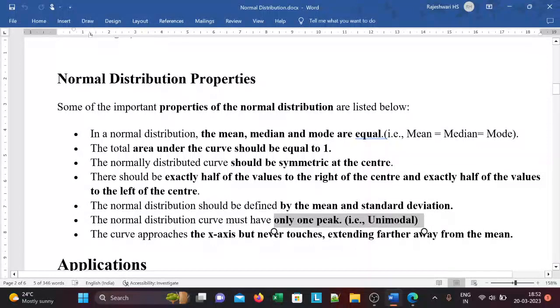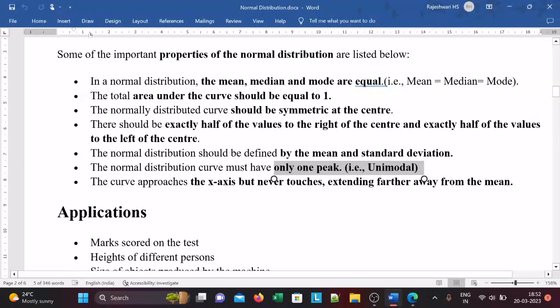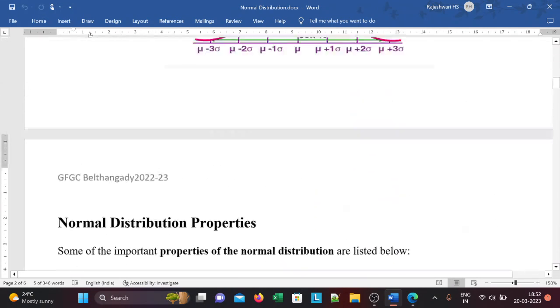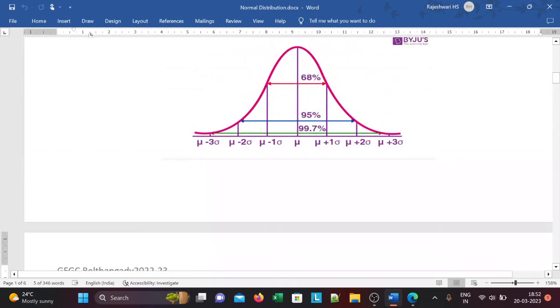One peak actually. The curve approaches the x-axis but never touches it, extending further away from the mean value. Here the curve can be extended like this, but it will never touch the x-axis or the baseline.